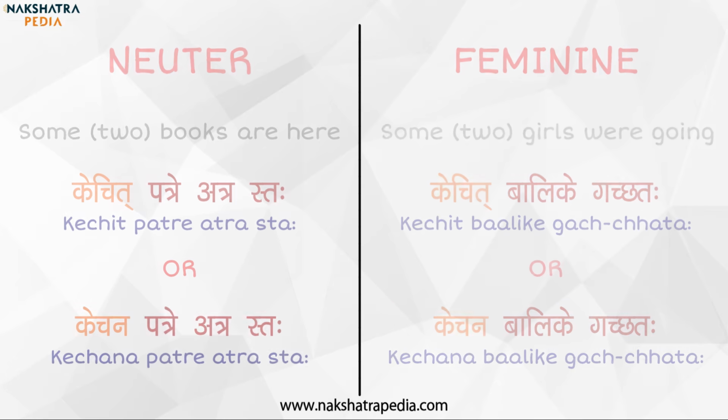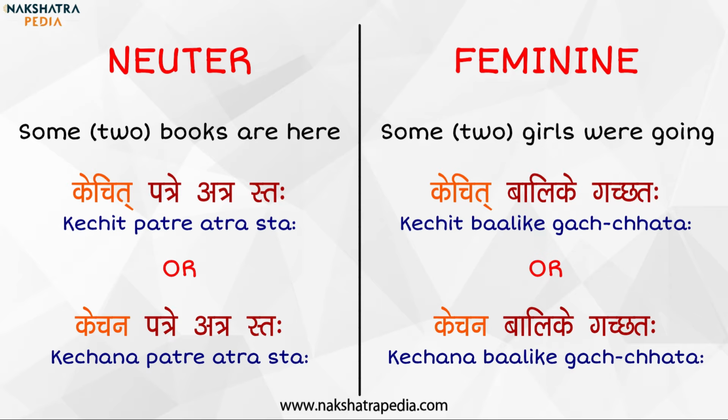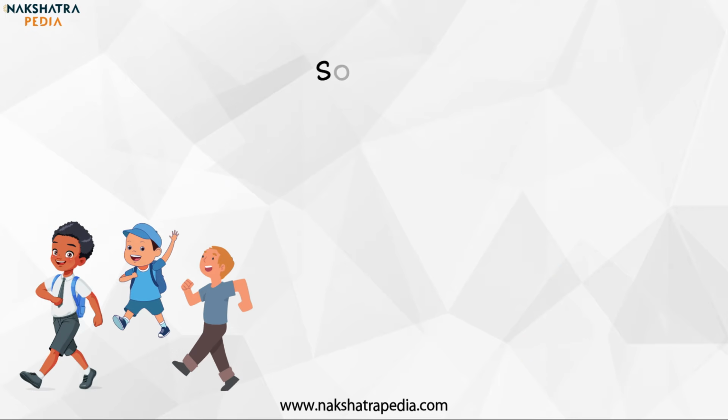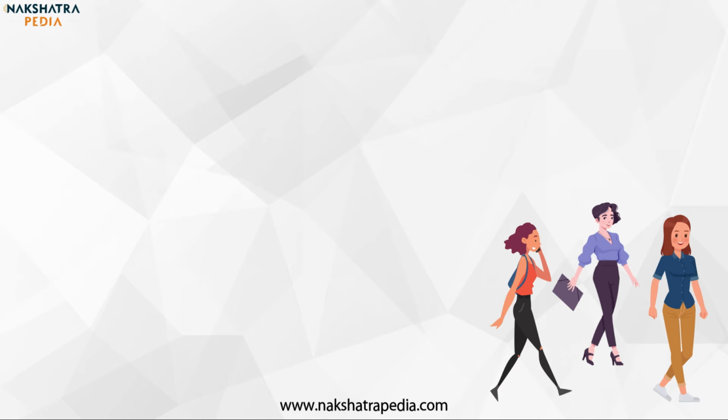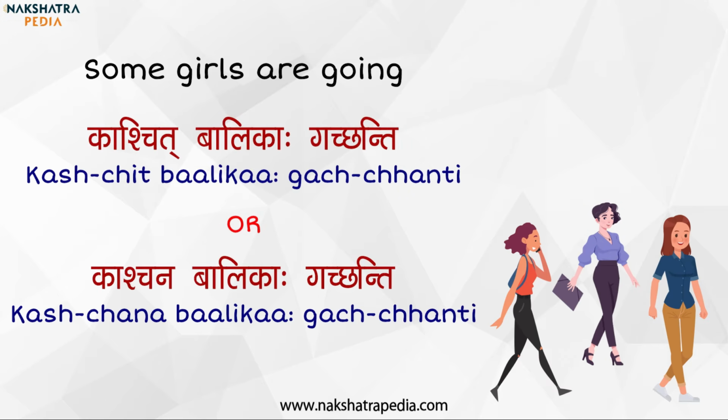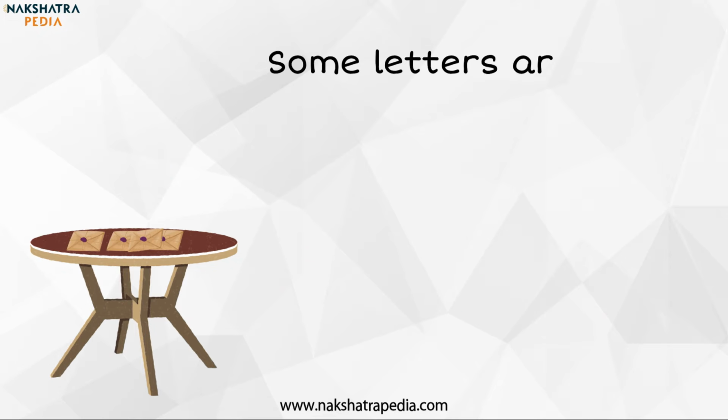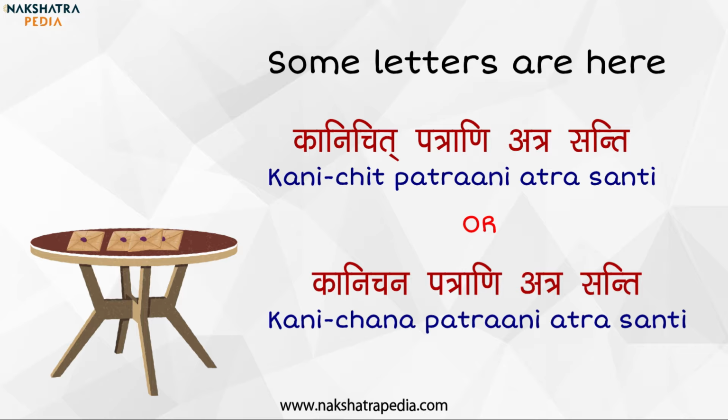Do not get confused, as feminine and neuter sentences have the same forms. It is just that their dual forms are similar. In the same way, the plural forms for the discussed examples will be, for masculine, Kechit or Kechana balakaha gacchanti. For feminine, kaschit or kaschana balikaha gacchanti. And for neuter, it will be kanichit or kanichana patrani atra santi.